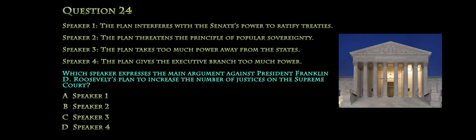Question 24. President Roosevelt's judicial plan is the key issue here. Therefore, we will seek the most likely argument against his plan. A. Would increasing judges affect the Senate's treaty powers? No, not at all. B. Would the plan threaten popular sovereignty in any way? No, it would not.